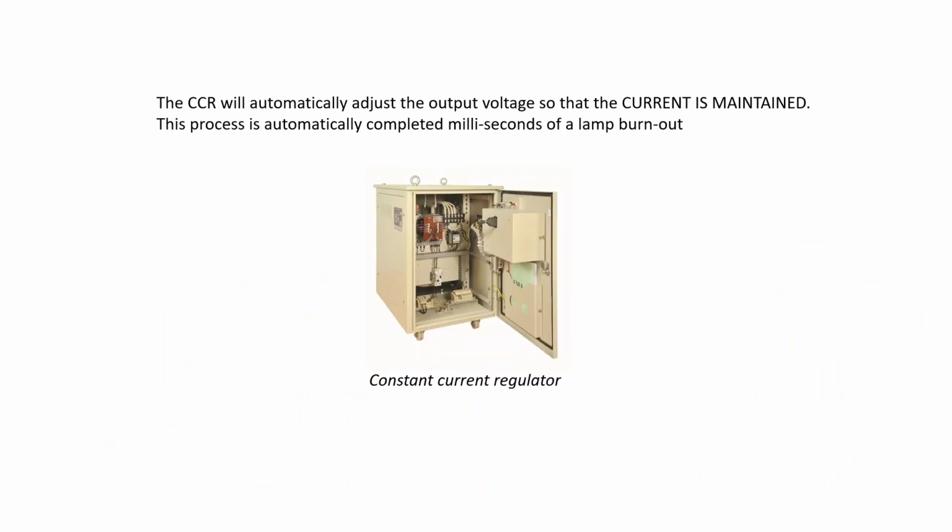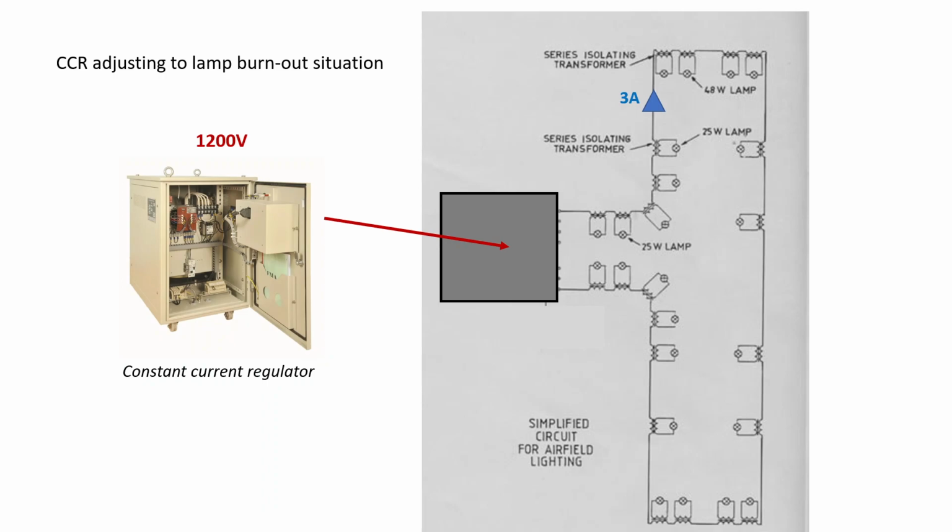So the CCR will automatically adjust the output voltage so that the current is maintained. The process is automatically completed within milliseconds of a lamp burning out. So let's take a look at that. The CCR is going to adjust to a lamp burnout situation. Right now, it's cranking out 1200 volts, and we have 3 amps flowing in the primary.